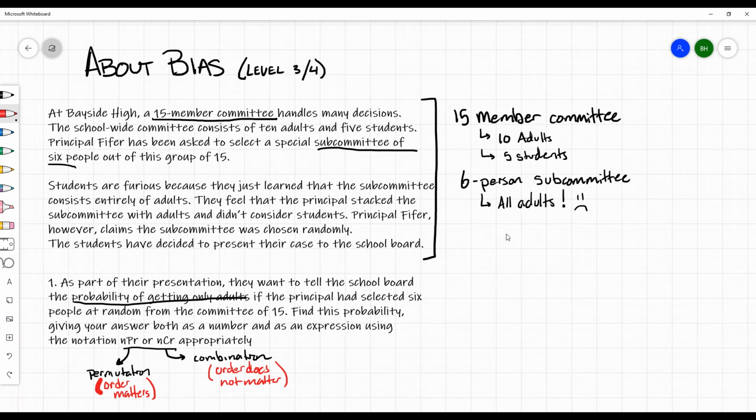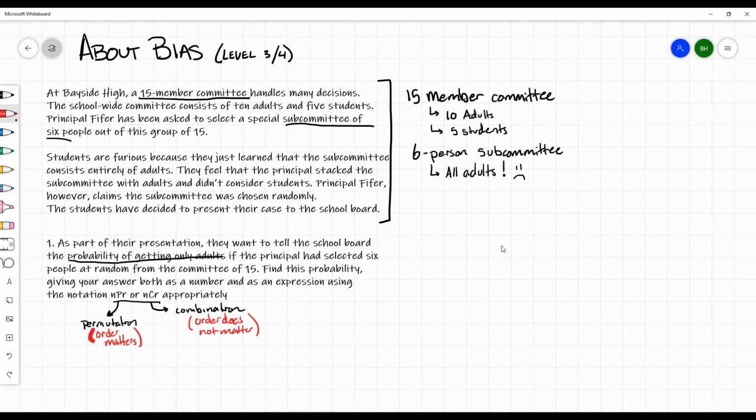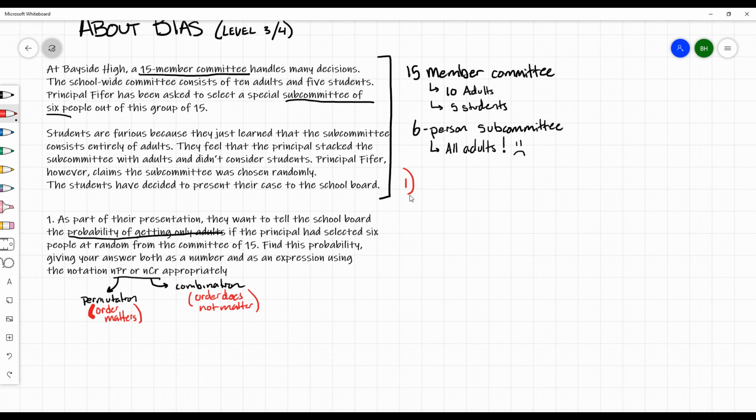Okay. So here we have a problem that's a little bit set up. So let's talk about our path to answer the question. Okay. So ultimately, for number 1, I'm putting this number 1 up here. We want to find the probability of a subcommittee that has only adults. So a 6-person committee, a 6-adult subcommittee. Okay, so we want to find a 6-adult subcommittee. Well, the first thing we need to do in order to find some sort of probability is how many possible committees are there?